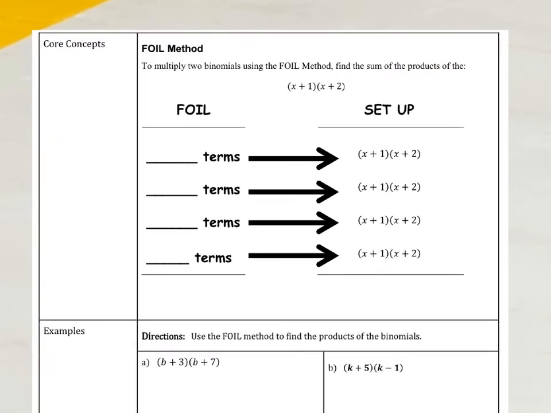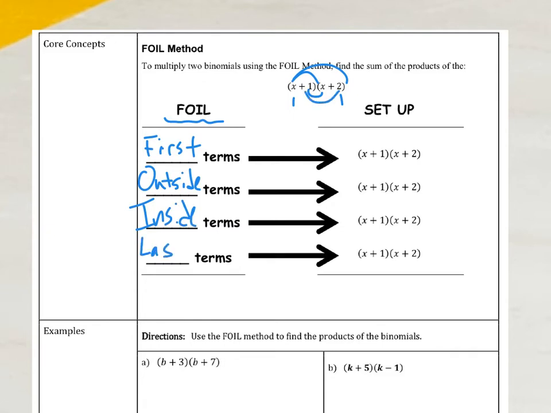Another useful acronym here is FOIL. Okay, we notice we multiplied the x times the x. Those are the first terms. Then we have the x times the 2. Well, those guys are on the outside, so we can call those the outside terms. Then we're going to multiply the 1 times the x. Those are the inside. And the 1 times the 2, those are the last.